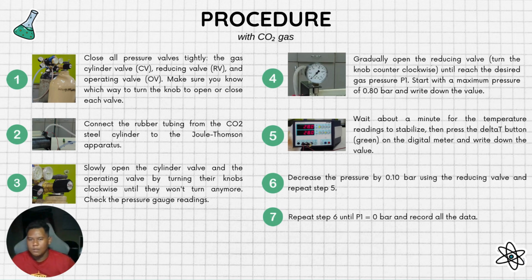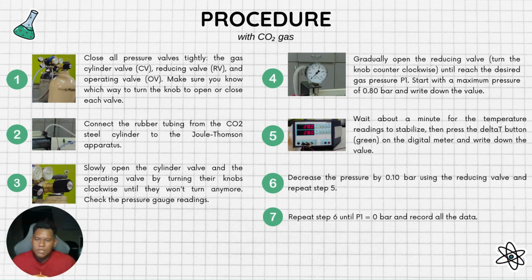First step, make sure all pressure valves, the gas cylinder valve, reducing valve, and operating valve are tightly closed. Check the actual direction, clockwise or anti-clockwise, to turn the knob in order to close or open the individual valve. Second step, connect the rubber tubing from the CO2 steel cylinder to the Joule-Thomson apparatus.